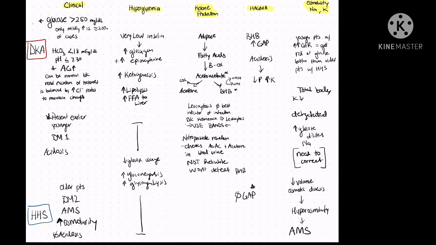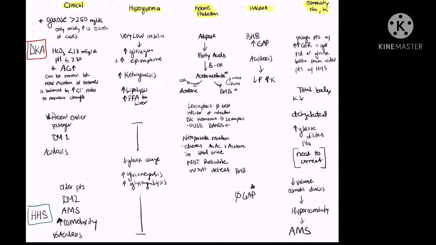Body tries to make its own glucose. You end up with all that acetyl-CoA that we talked about in the biochemistry, and that's shunted to make some ketones, okay? HHS, there is still some insulin there, so that's why you don't get that ketogenesis with HHS. With that ketogenesis, you're going to have a high anion gap metabolic acidosis. With DKA, you do; with HHS, you do not.